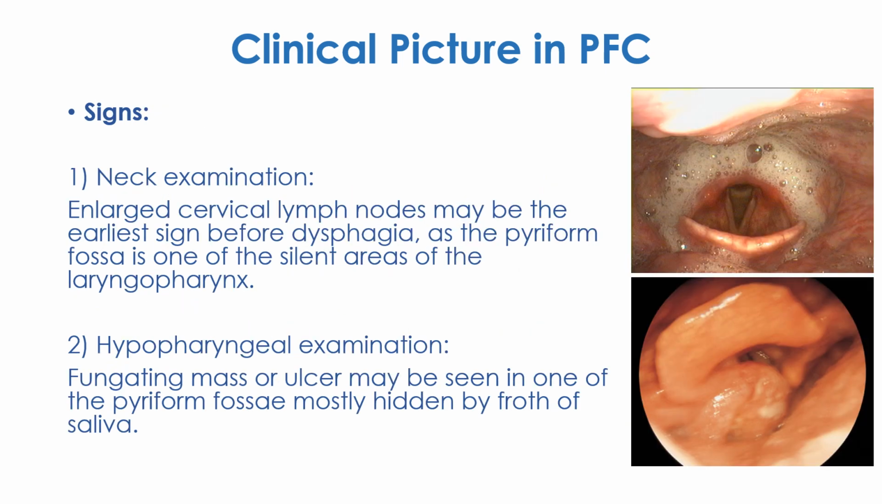And for the signs, on neck examination, they normally present with enlarged cervical lymph node, which might be the earliest sign before dysphagia, as piriform fossa is one of the silent areas of the laryngopharynx. Hypopharyngeal examination will reveal either a fungating mass or an ulcerative lesion in one of the piriform fossae, mostly hidden by froth or saliva, as in the above photo, or you could clearly see the tumor if it is more advanced than the one in the top photo.